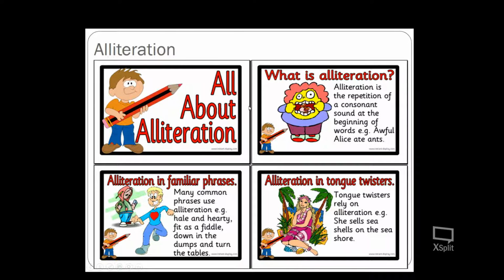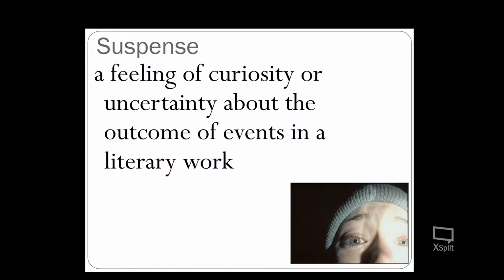Okay, here are just some different alliterations, like Awful Alice ate ants, or She sells seashells on the seashore, or Hale and Hearty, fit as a fiddle, down in the dumps, turn the tables. Okay, those are all examples of alliterations, like tongue twisters, familiar phrases. Okay, authors use these a lot so they stick in our head. It's a great literary element to use, especially in poetry.